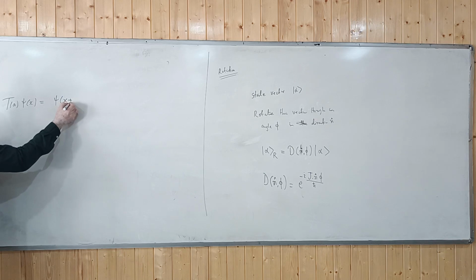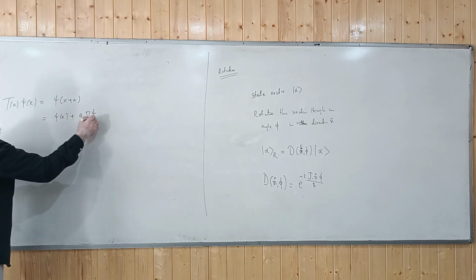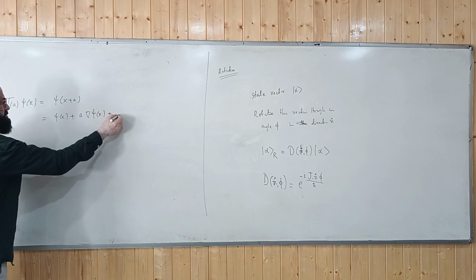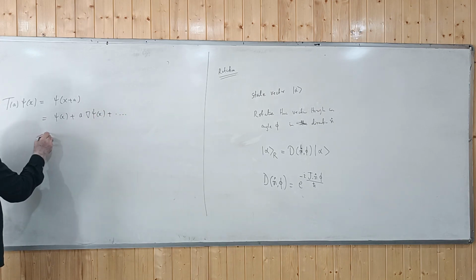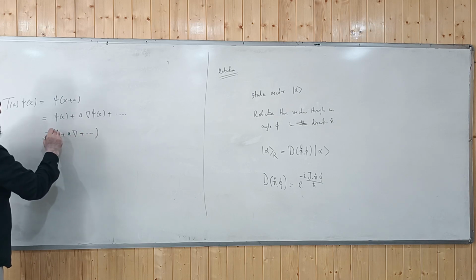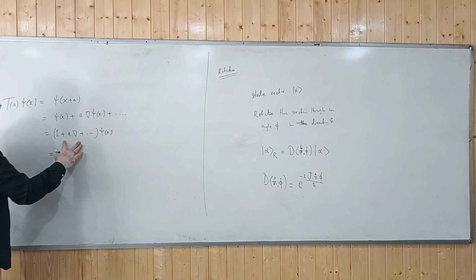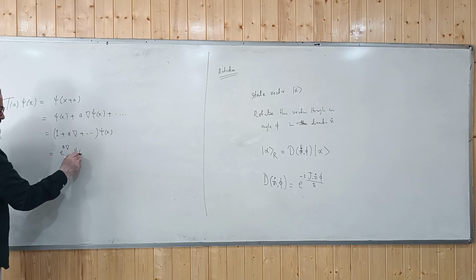So it will be x plus a. So now let's write it. Let's expand it. So it is psi of x plus a gradient of psi of x plus so on. Clear? So can you write it as 1 plus a gradient plus so on, all these things? Okay. So what you will get? You will get an operator, exponential of a gradient psi of x.